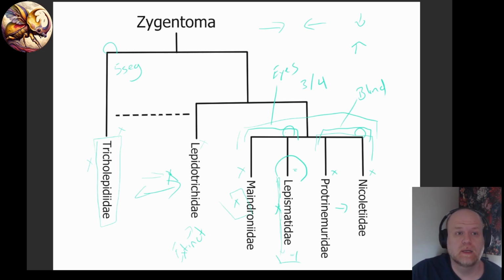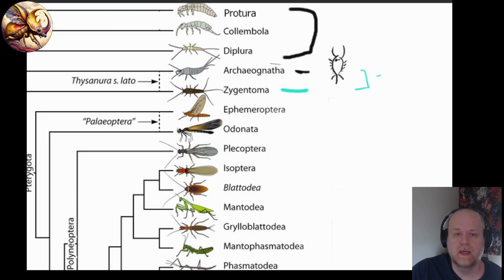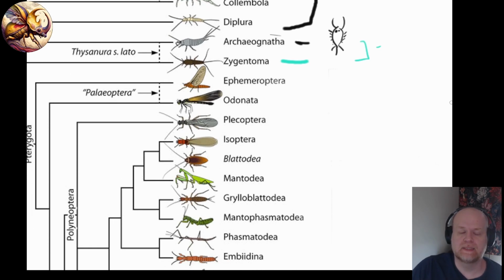And with that, that's all I'm going to talk about for the Zygentoma. This is a relatively small group of primitive insects. Next time we're going to be getting into the alate insects, the winged insects. So we're going to be talking about the Paleoptera. These are the ancient wings. These were the first winged insects.